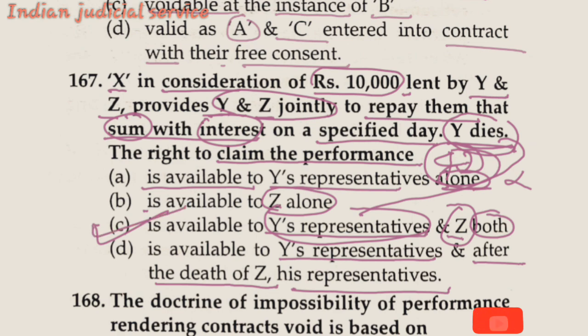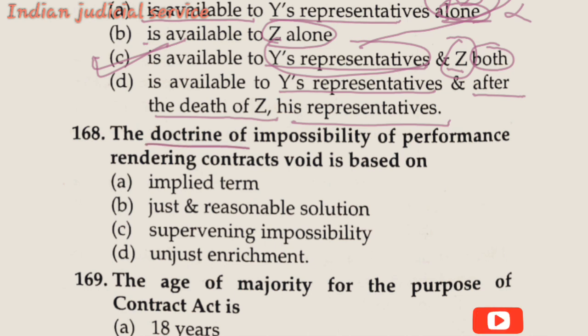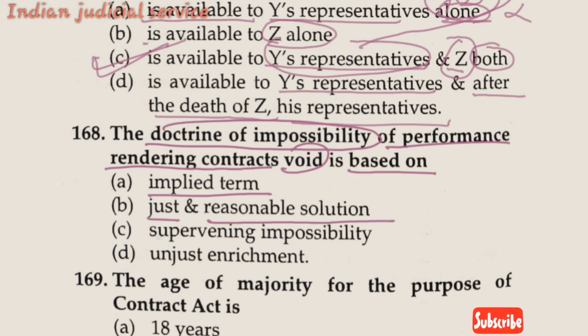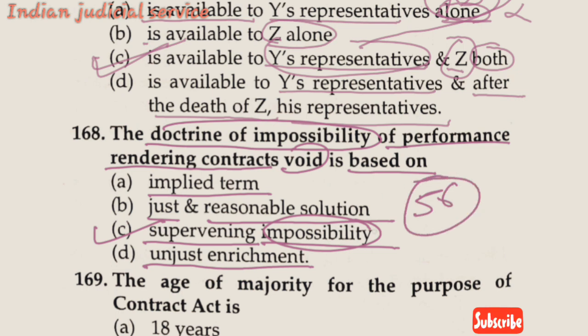Now question number 168. The doctrine of impossibility of performance rendering the contract void is based on. Option A, implied term. Option B, just and reasonable solution. Option C, supervening impossibility, and option D, unjust enrichment. So it is clear, the answer is option C, supervening impossibility. And the doctrine of frustration is available in which section? Section 56 of the Contract Act. Now come to the next question here.